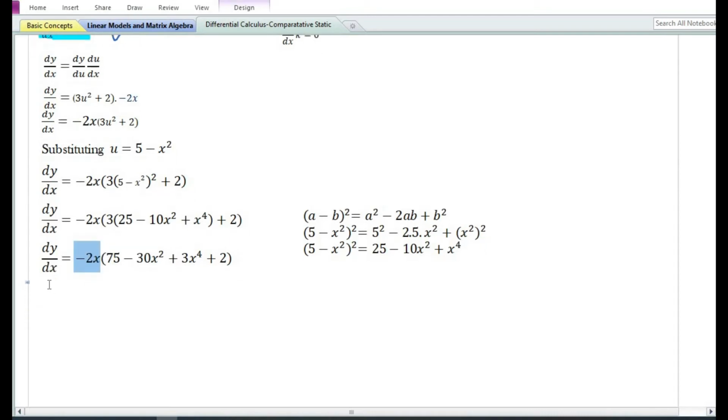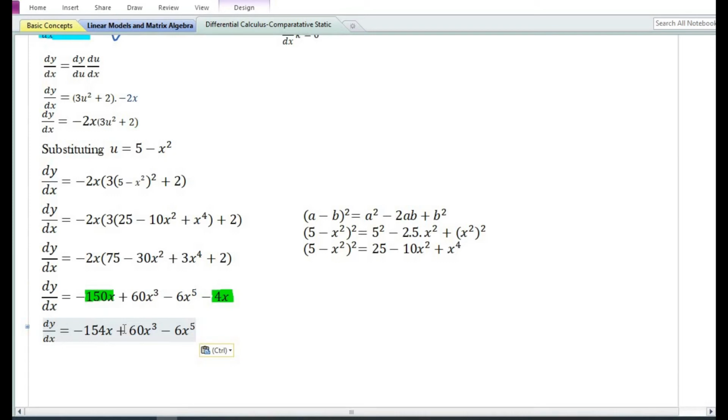Again, let us multiply the expression minus 2x with each term inside the bracket. By doing so, we have the derivative of y with respect to x is equal to minus 150x plus 60x cubed minus 6x to the power 5 minus 4x. Minus 150x minus 4x equals minus 154x plus 60x cubed minus 6x to the power 5. So the final answer is the derivative of y with respect to x is equal to minus 154x plus 60x cubed minus 6x to the power 5.